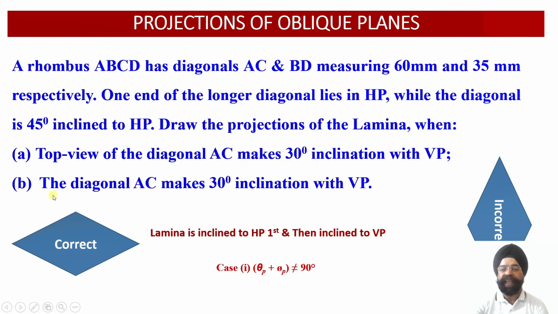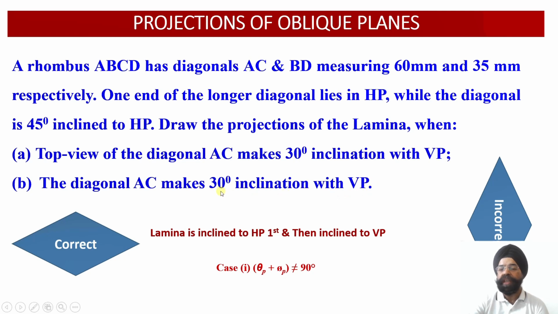Then in the second case, we are provided with the information that the original diagonal AC, that is the true length of the diagonal AC, you can see over here, makes an angle of 30 degree with respect to VP.